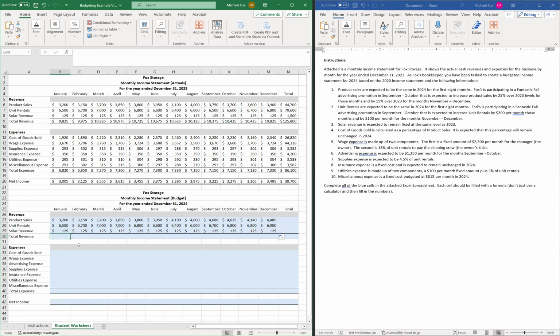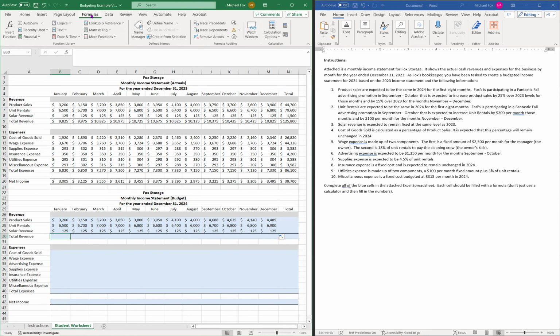So to total it, I'll just go down here in the total revenue box. I will go to formulas. I'll use my auto sum button. It already guesses I want to add those 3 up, which I do. And then I'll use my little nail in the bottom right to fill that all the way across.